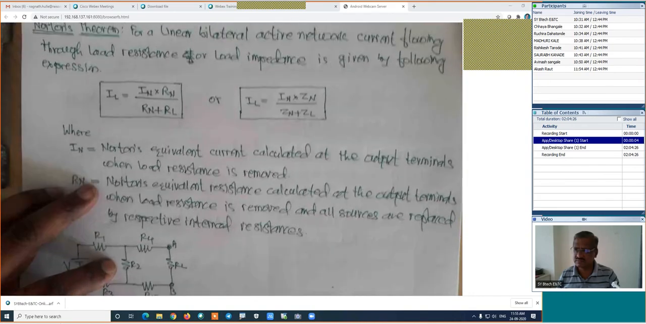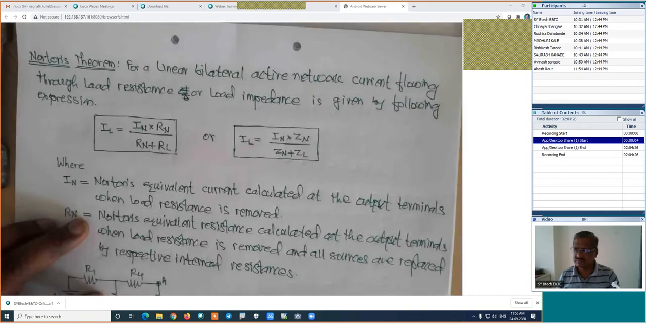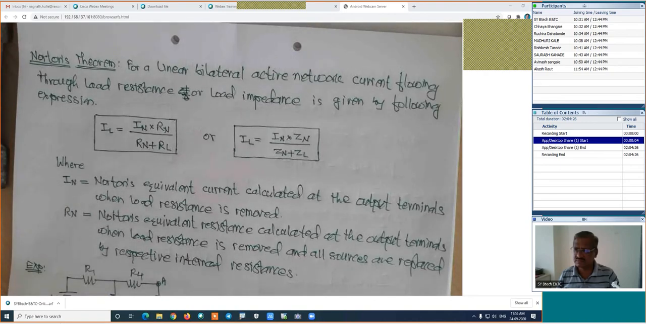I will read out the first statement. This theorem is very similar to the Thevenin's theorem. The only difference is that's why it is known as a dual. Thevenin's theorem and this Norton theorem are known as duals of each other, dual networks.